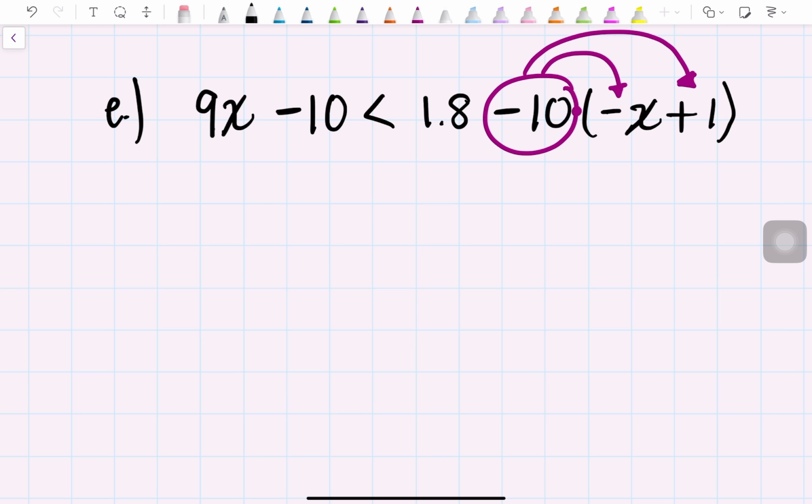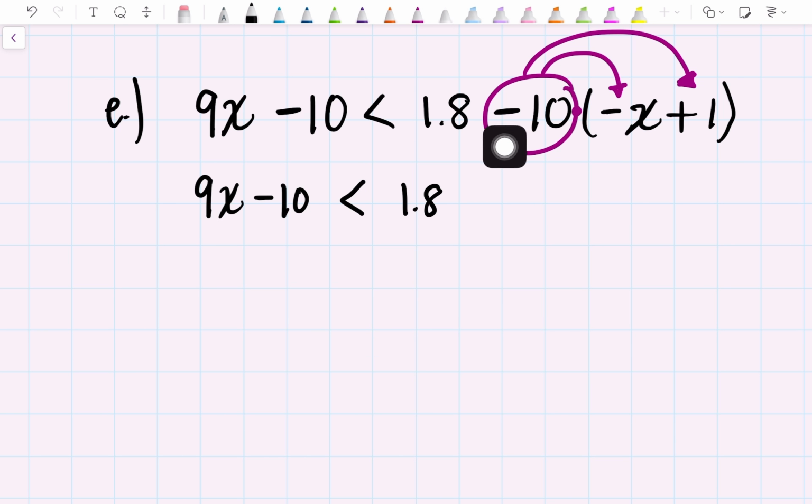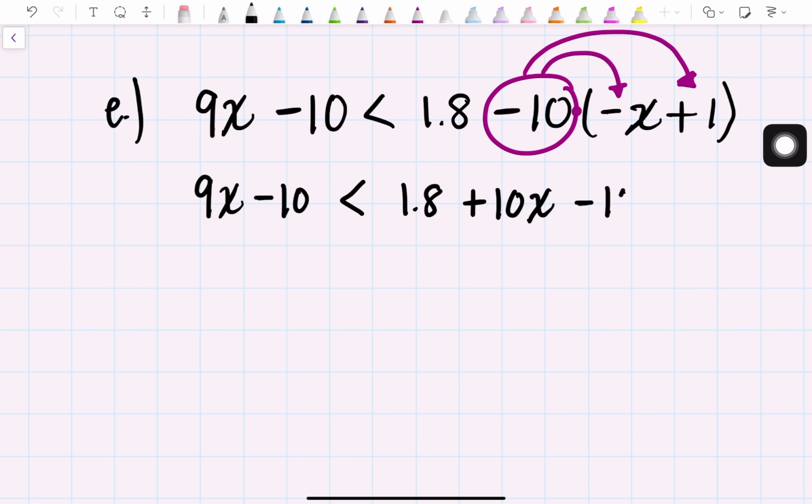So my left-hand side stays the same. I'm going to bring it down. 9x minus 10 is less than. I'm going to go ahead and bring down that 1.8. Now, negative 10 times a negative x in this case, guys, is actually going to give me a positive 10x. And then a negative 10 times a 1 is going to be a negative 10.